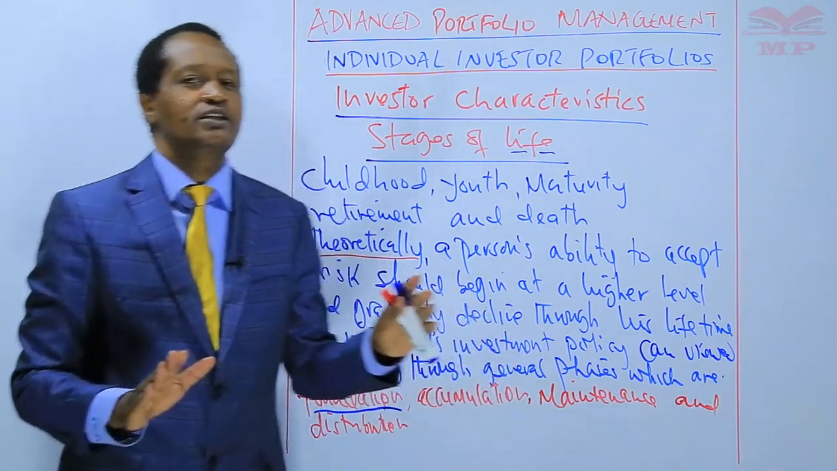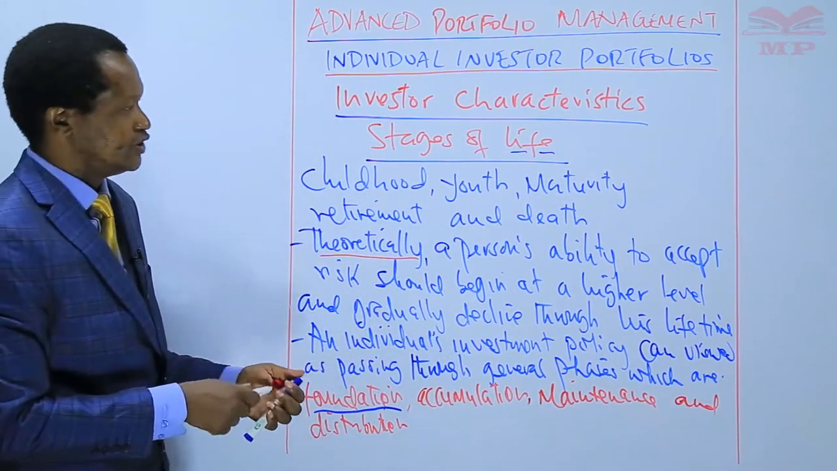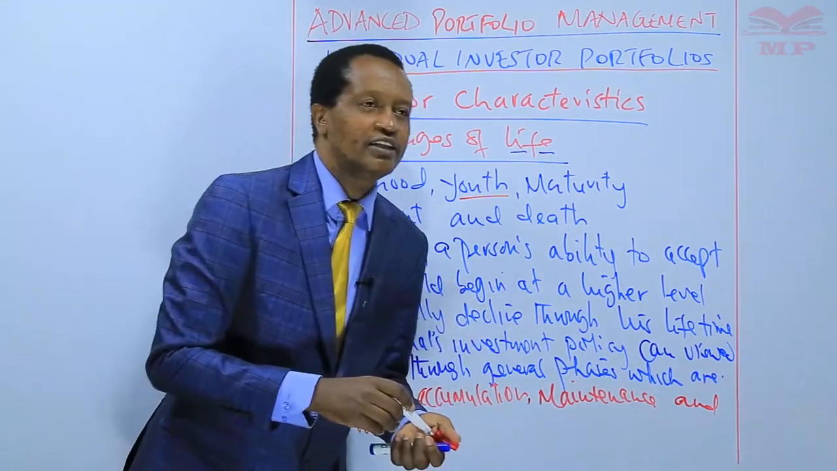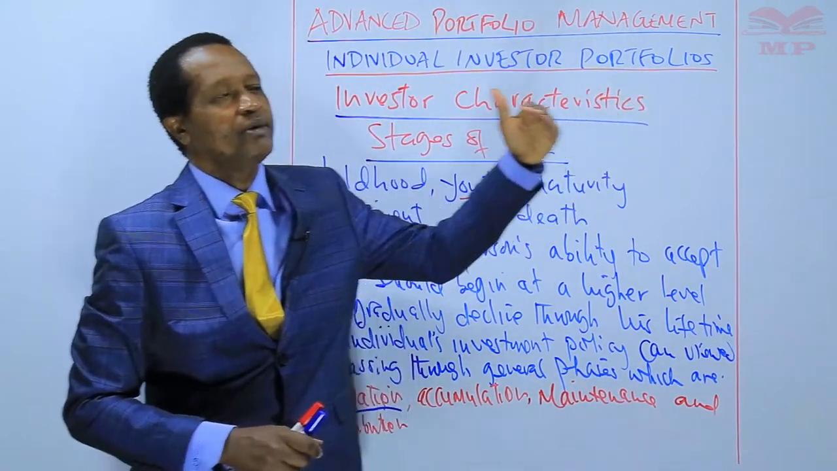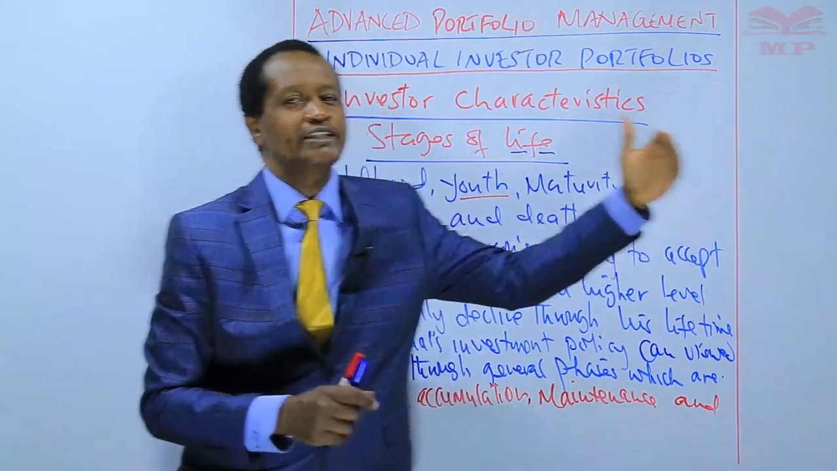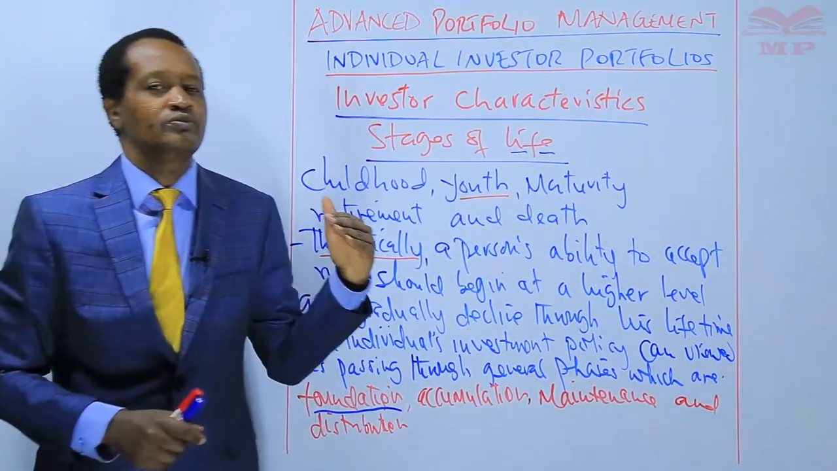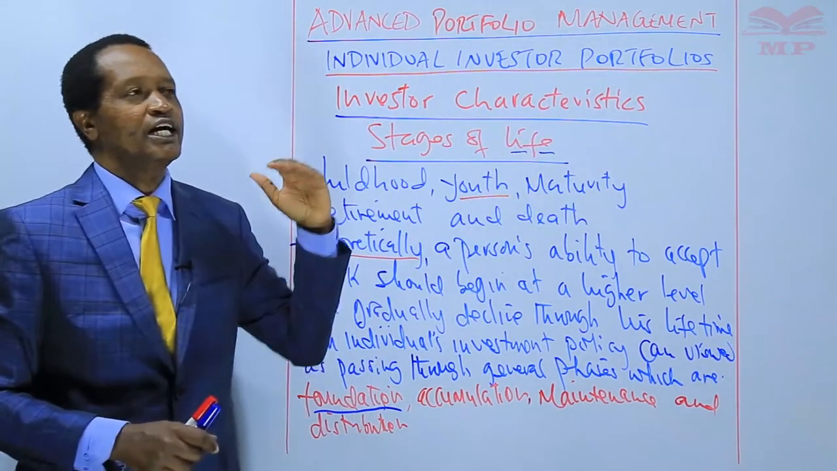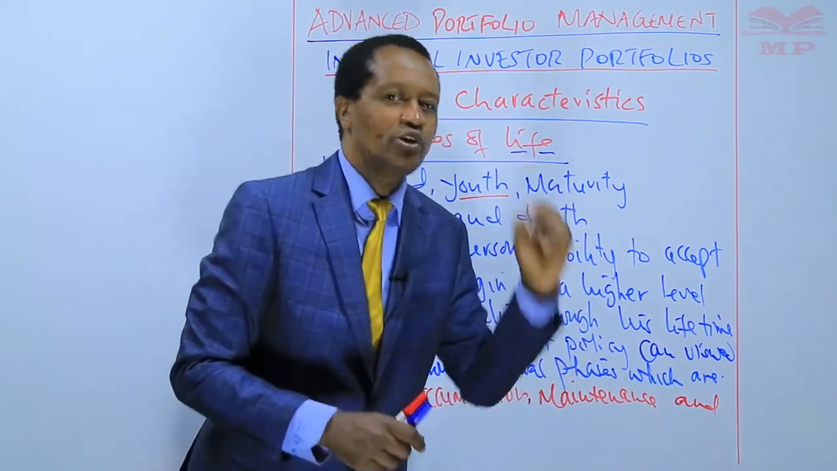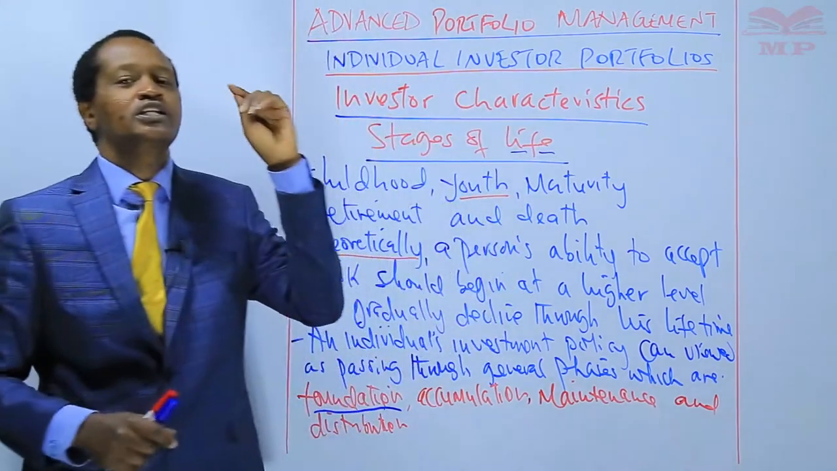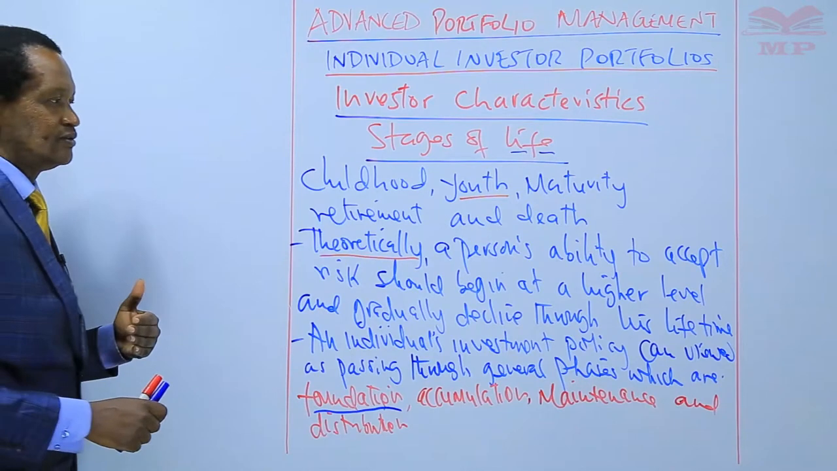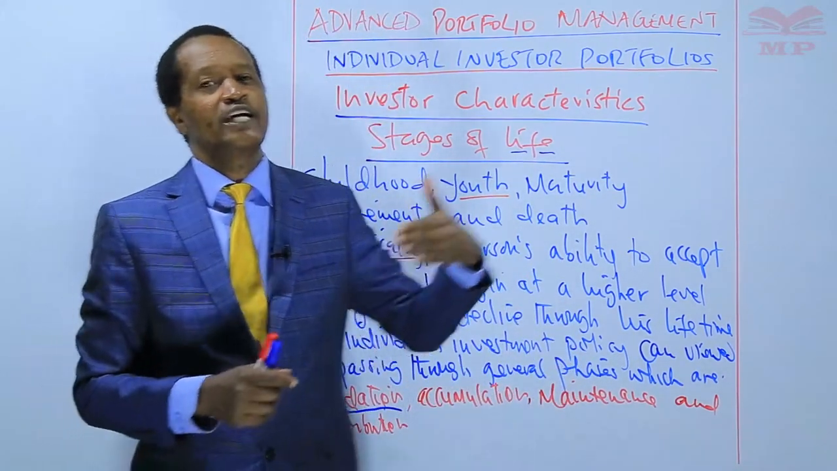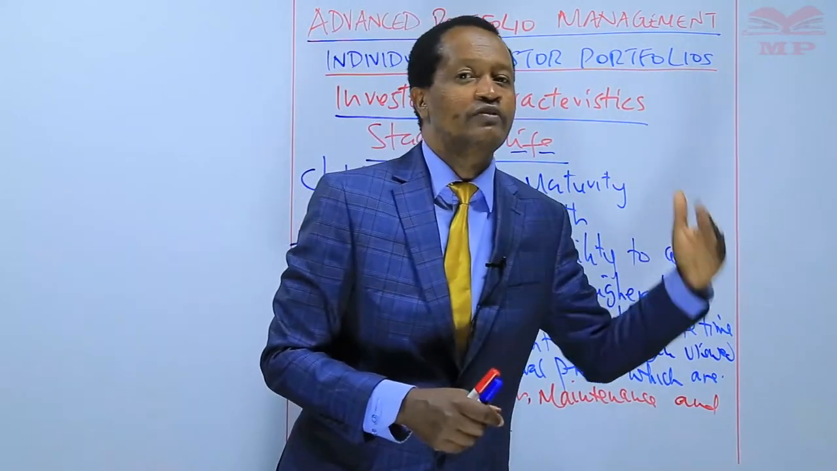And during this foundation phase, the individual is usually young. If the individual is young, then that means that individual has a long time horizon, investment horizon. And at that point, that long time horizon can be associated with an above average tolerance for risk. If you know you have many years ahead of you, then you can easily take risks now because you have time to recover in case you fail in whatever investment you are making.